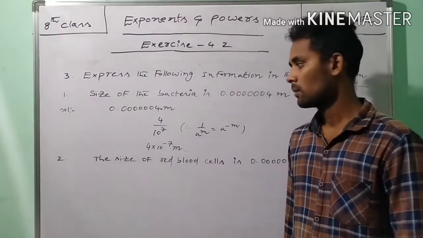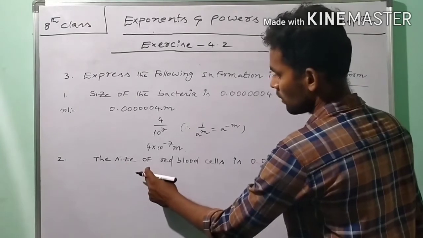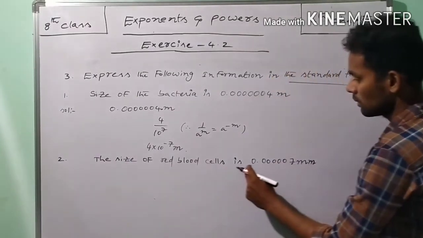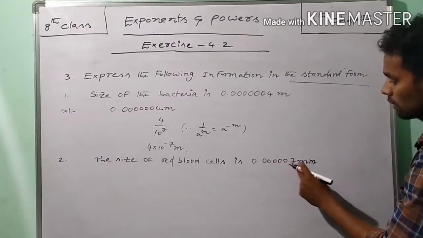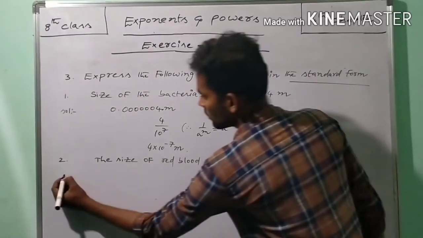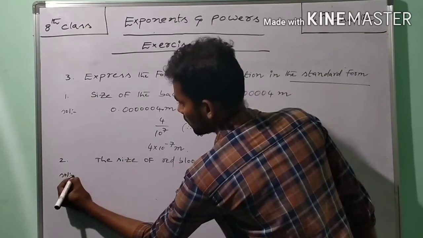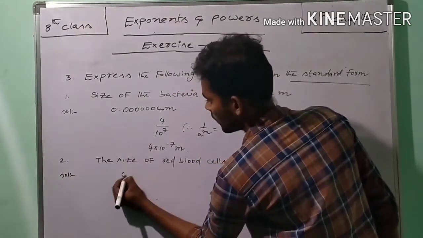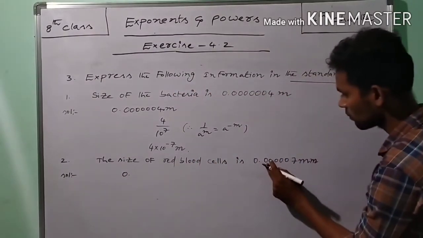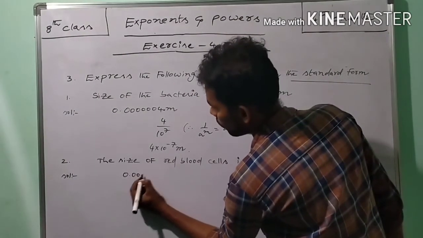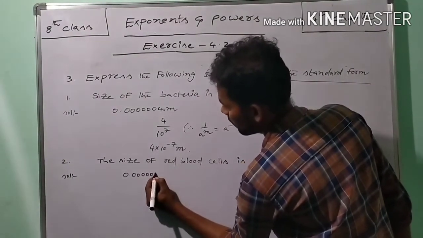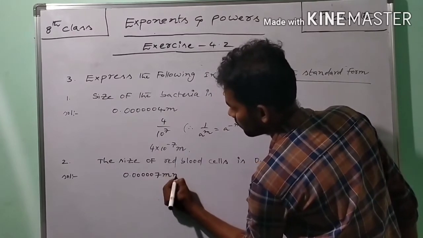Second question. The size of red blood cells is 0.000007 mm. Solution. 0, how many zeros? 1, 2, 3, 4, 5, then 7 mm.